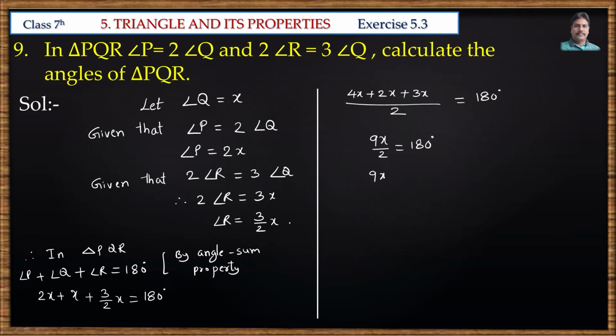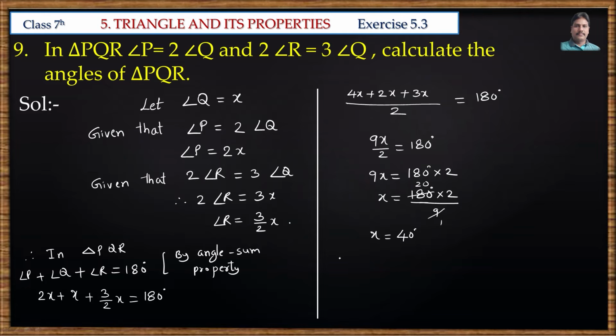So 9x is equal to, if we transpose 2 to the right side, it will multiply, 180 into 2. Now transpose 9 to the right side, it will divide. x is equal to 180 into 2 by 9. So 9 ones are 9, 9 twenties are 180. So x value is 2 fours are 40 degrees.